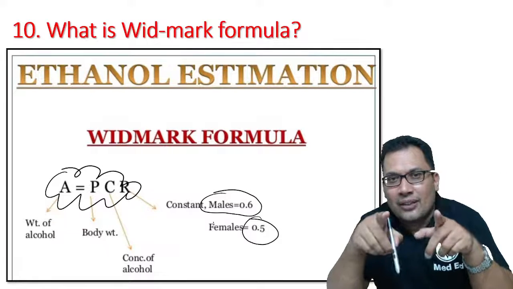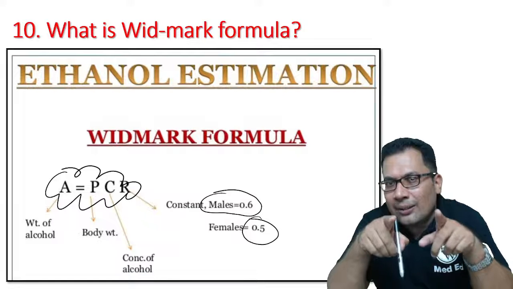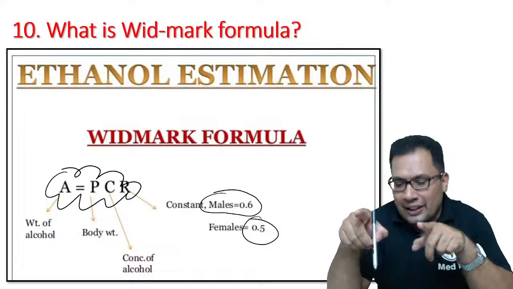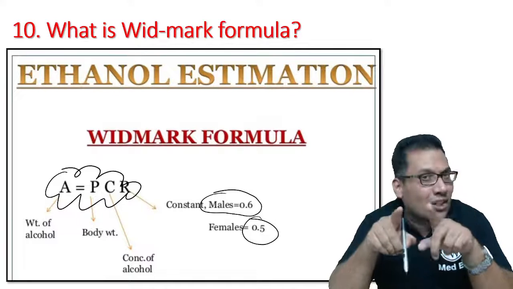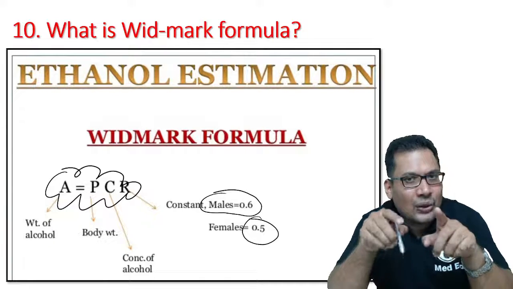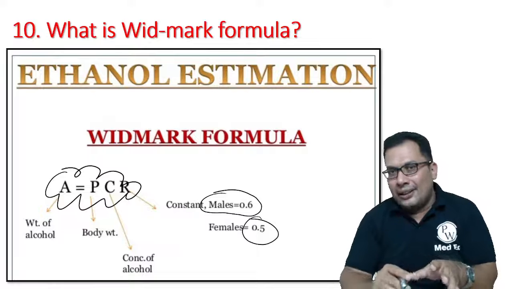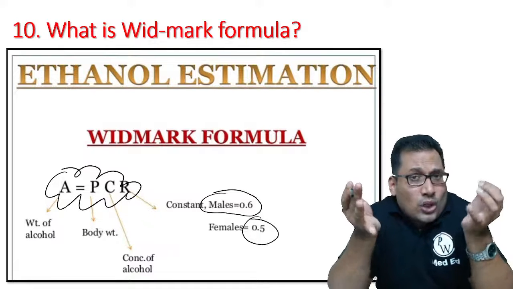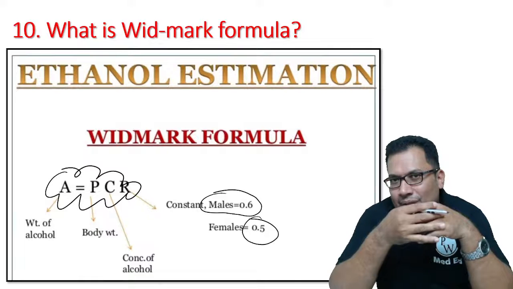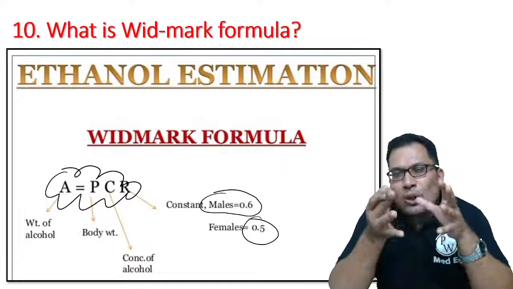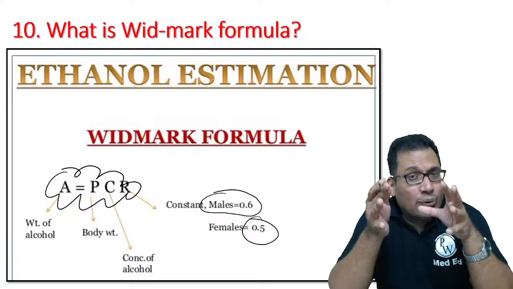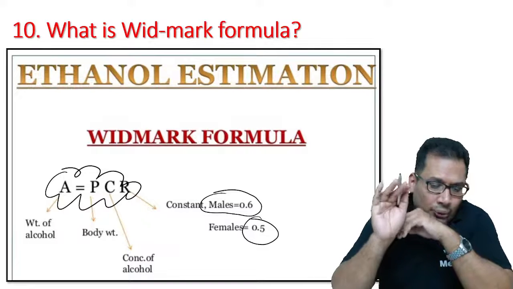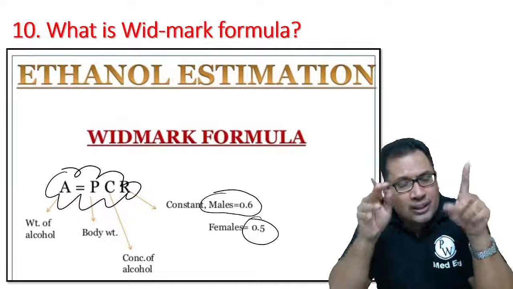Again the question can be asked: why is the constant in male 0.6 and in female 0.5? The answer should be: females have less water compartment and more fatty compartment. As you know, ethyl alcohol is a water soluble poison, so even a small dosage in females can give a high effect in comparison with the effect in males. So this is how you should answer. So what is the Widmark formula? A is equal to PCR.